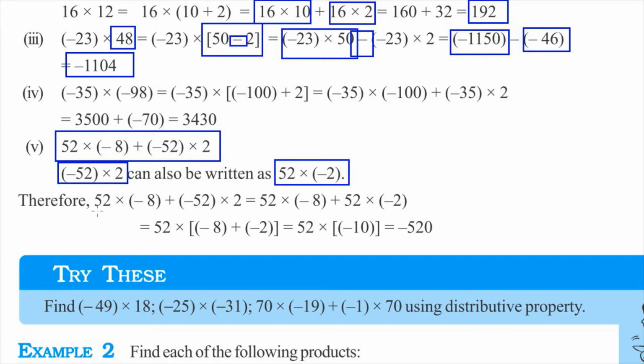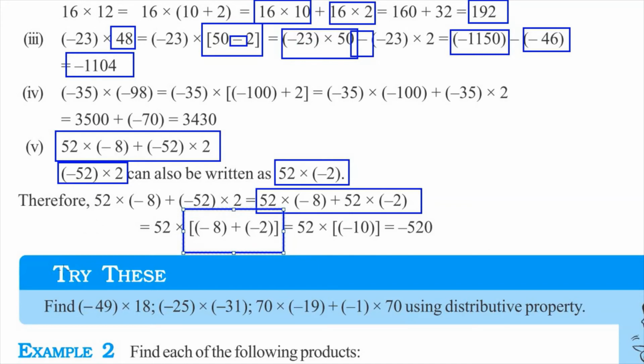Because that is the case, as we can see here, we can write this as 52 into minus 8 plus 52 into minus 2. Given that 52 is common in both these products, we can take out 52 and we can write them as the sum of minus 8 and minus 2. So we know that the sum of minus 8 and minus 2 is minus 10, and we know that 52 times minus 10 is minus 520.